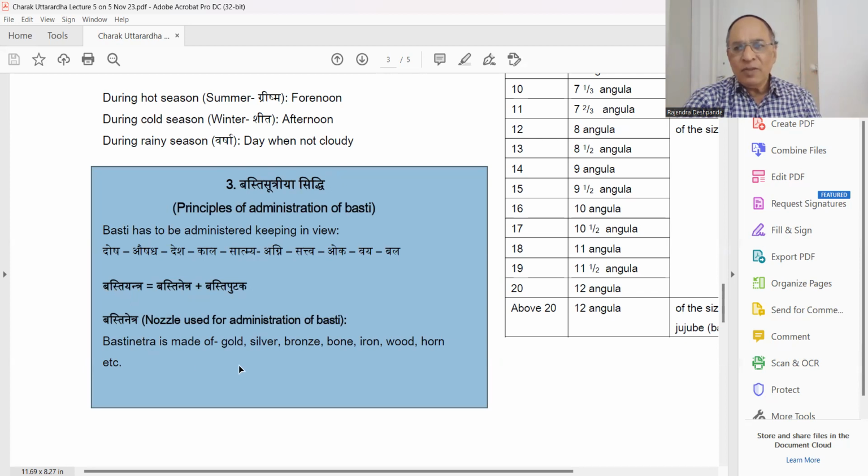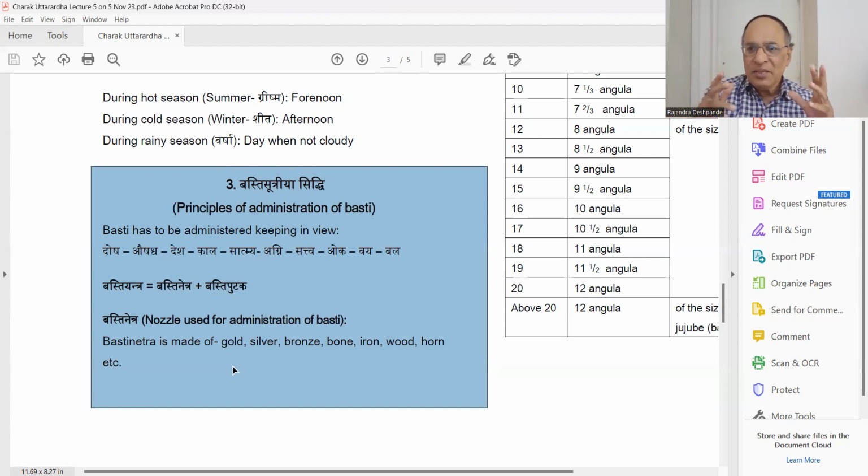Basti Netra was made of different materials in the previous years. Now, very rarely, typically in South India, in Kerala, some places are using the traditional Basti Yantra. Otherwise, many people nowadays use a glycerin syringe, for example, for giving the Anuvasan Basti. A 60 or 100 ml syringe is available and a catheter is attached and given.